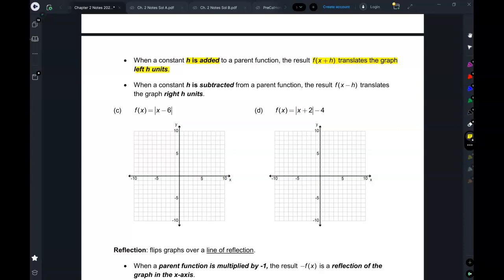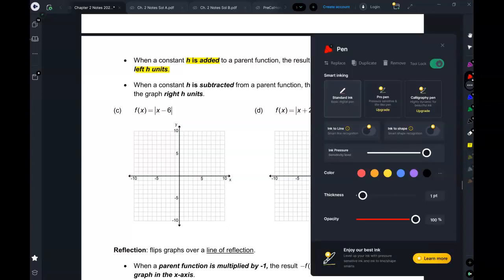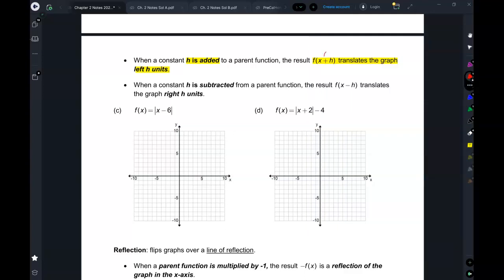So now look at this one. It's f of x plus h. So now an h is added to the variable, right? But we go in the opposite direction, left. Why is that? Because you always take the stuff inside, set it equal to 0, x equals negative h, so it moves in the opposite direction. When a constant h is subtracted from the variable, it moves right? So the opposite.